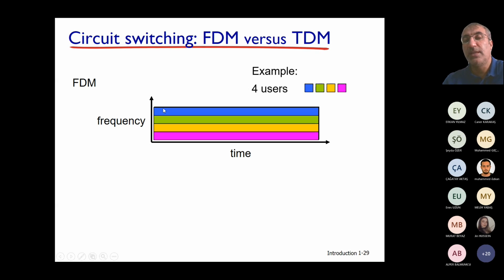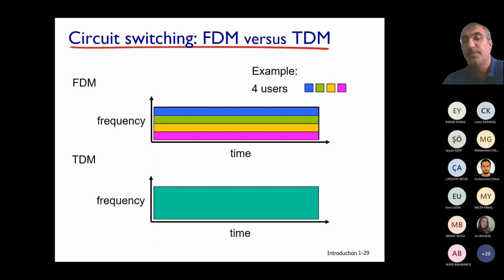So this channel is gonna be for the blue user. This is gonna be for green, and this is gonna be for yellow, and so on. So each user is gonna have their own sub-channel, and they can utilize it anytime without waiting for other users. But they're gonna use only 1 megahertz.